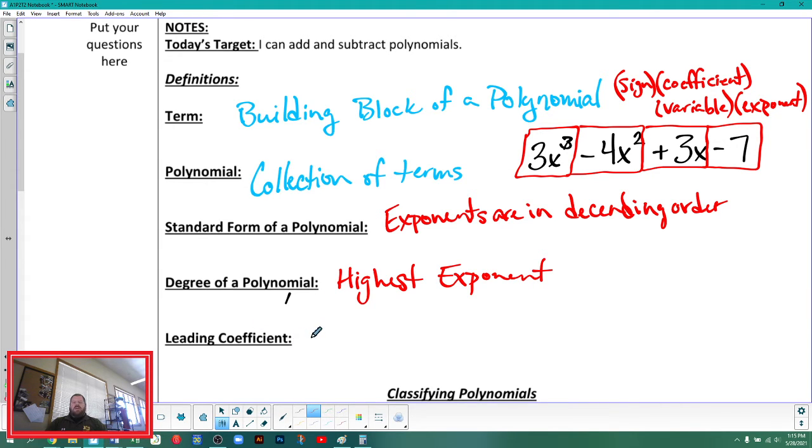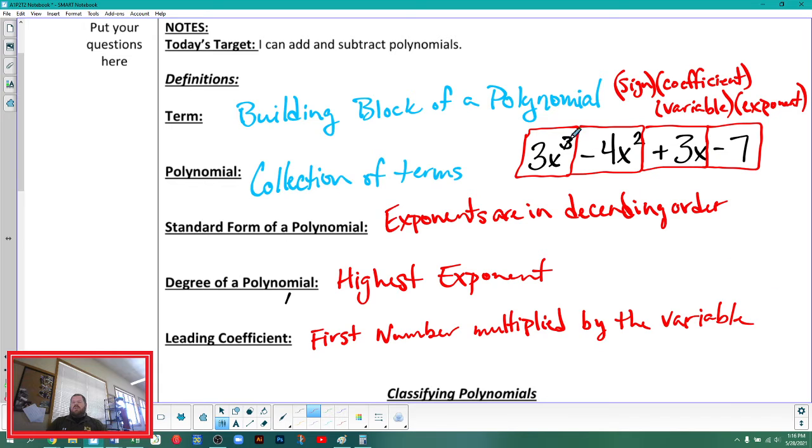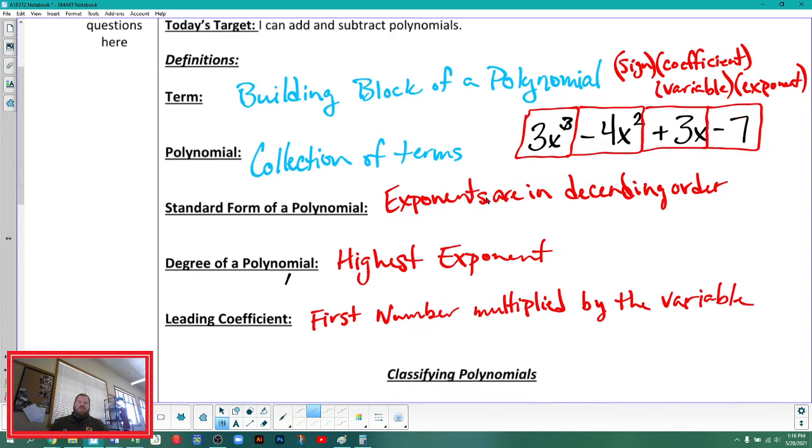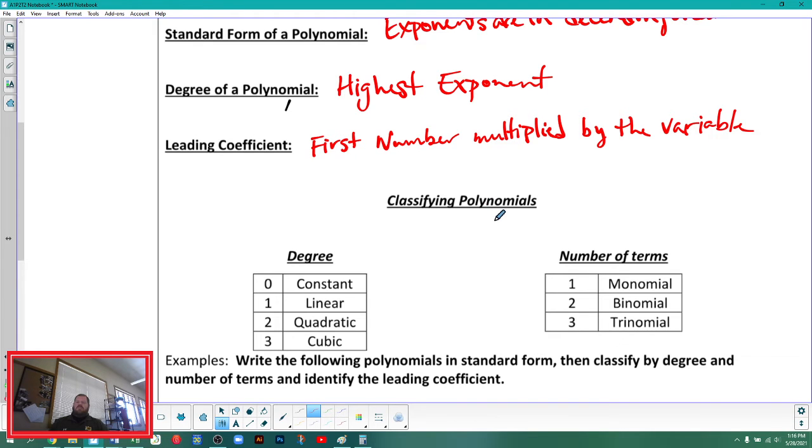The leading coefficient is the first number multiplied by the variable. And that requires it to be in standard form, because that puts the most important coefficient out in front. And that's why we call it the leading coefficient. It's the start of the polynomial.